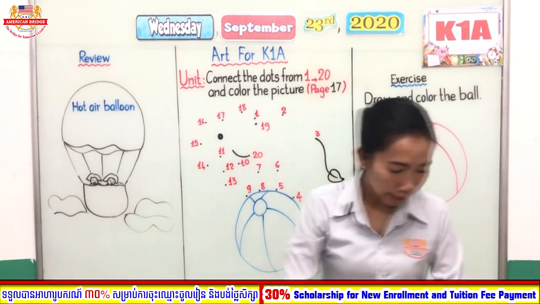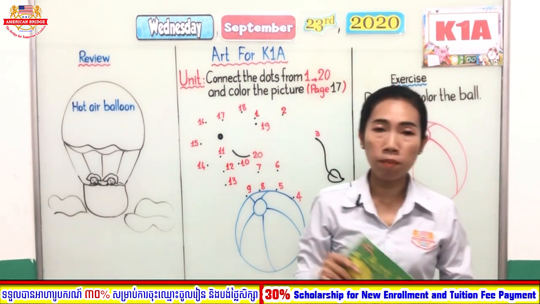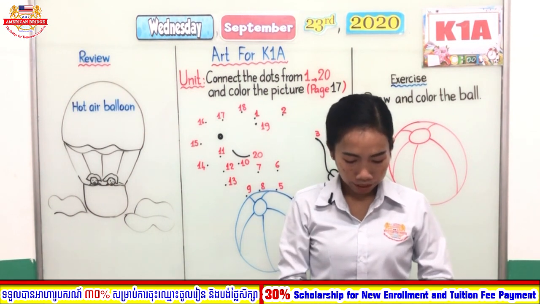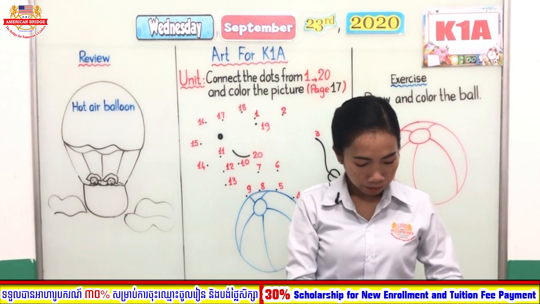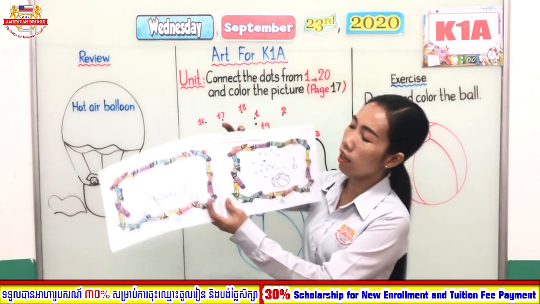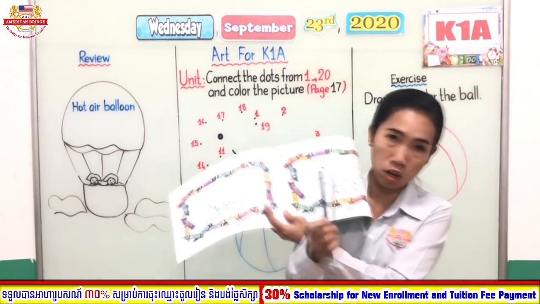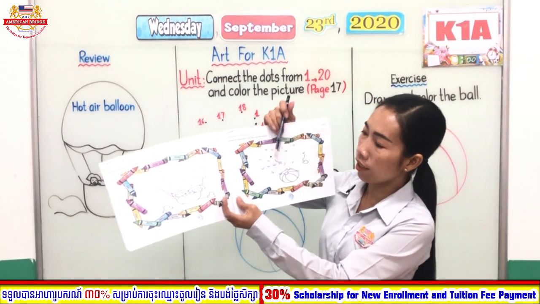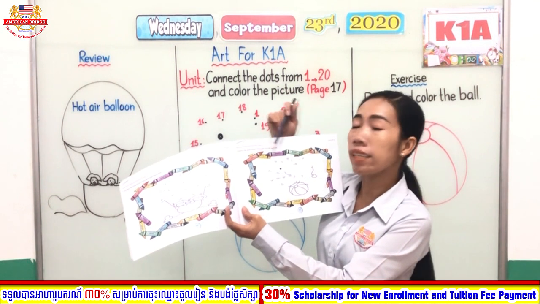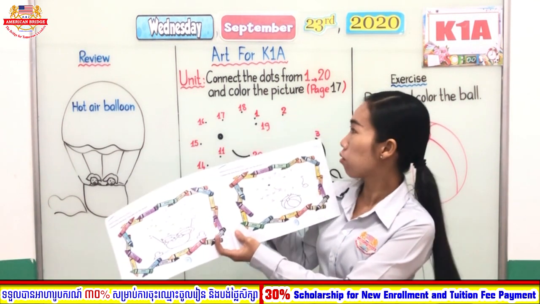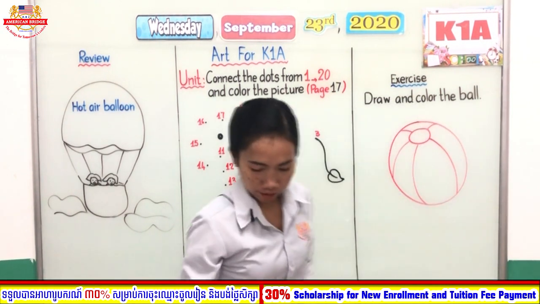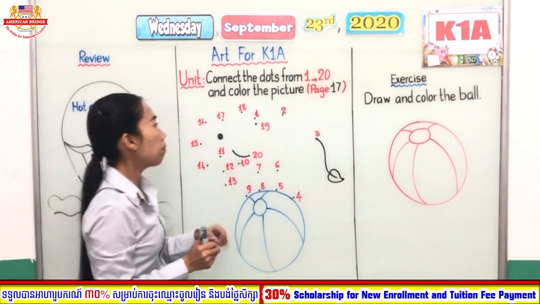Okay, everyone, now please open your book on page 17 together. Okay, it's here, page 17. All the students, please use the pencil to connect the dots from number 1 until number 20 with the teacher. You practice in your book, and I will show you on the whiteboard. Okay, now please connect together. Everyone, we start from number 1.